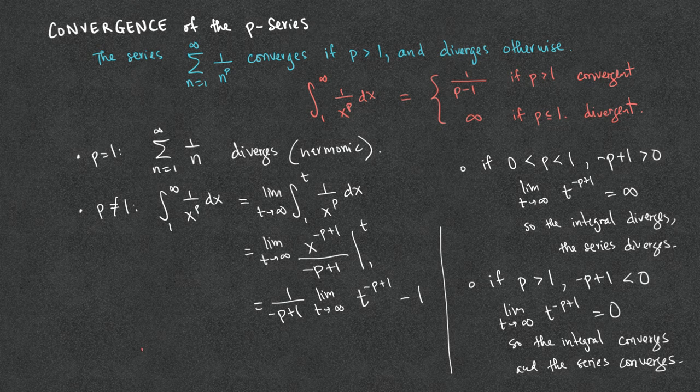And so if p is greater than 1, then the limit as t goes to infinity of t to the negative p plus 1 is 0. And so we end up with 1 over p minus 1, but p is a finite number, so 1 over p minus 1 is a finite number. And so when p is greater than 1, the p-series converges.